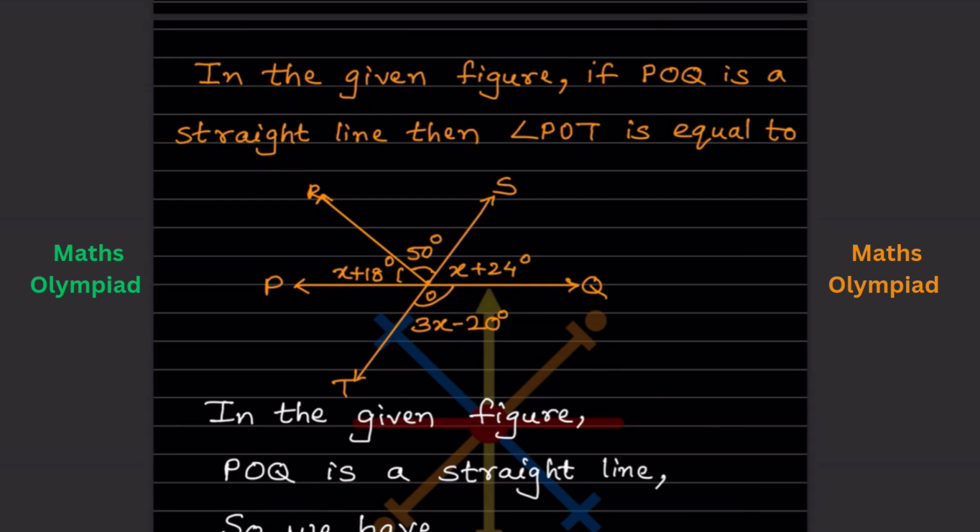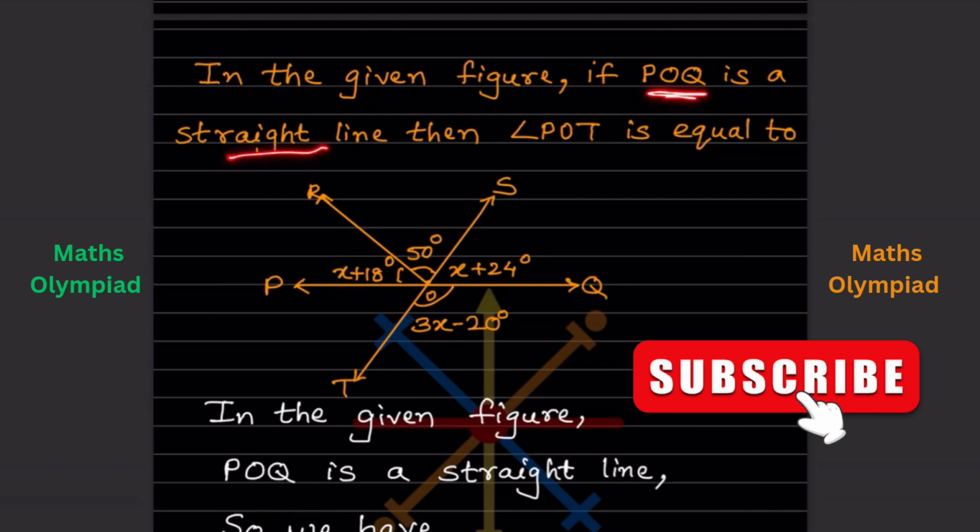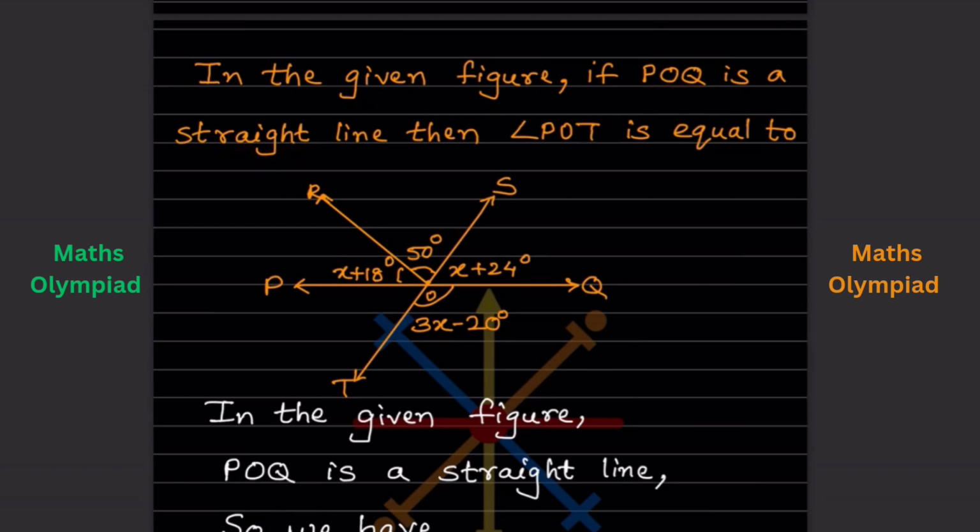So today we'll see the question over here. This is in the given figure, if POQ is a straight line, then POT is equal to. So now see here, this is given here. The figure is given over here. This POQ is a straight line. So whenever this is a straight line means this whole thing, this should be 180 degree.